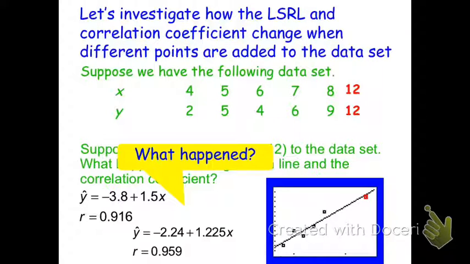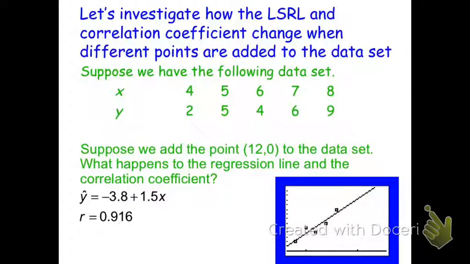It got stronger. Why did it get stronger? It has another point to identify. It basically is like adding another point onto my already existing LSRL. It's making it stronger because now it's giving me more data to predict. So before I could only predict between 4 and 8. Now I can predict between 4 and what? 12. So it's giving me more to predict.